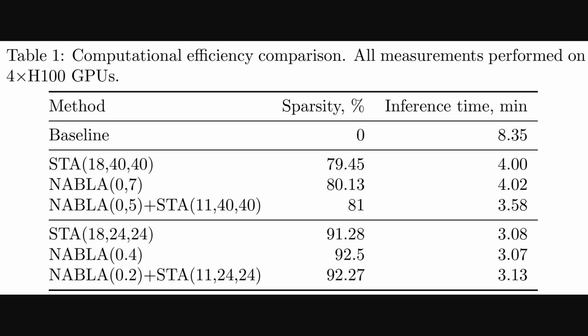So in contrast to those rigid patterns of sliding tile attention, this table really shows the real-world performance gains. It compares different methods on computational efficiency. We see columns for the method used, the sparsity, which is the percentage of connections the model ignores, and the inference time, or how long it takes to generate a video. The baseline takes over 8 minutes. But look at the NABLA method. At over 92% sparsity, it cuts that time down to just over 3 minutes. That's a 2.7 times speed up, showing how effective this adaptive approach is.